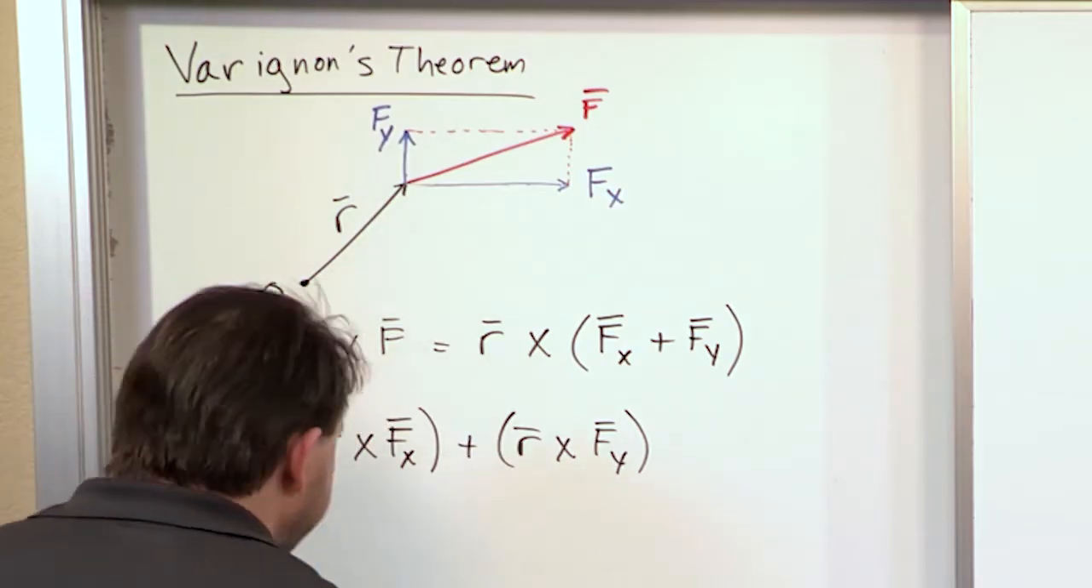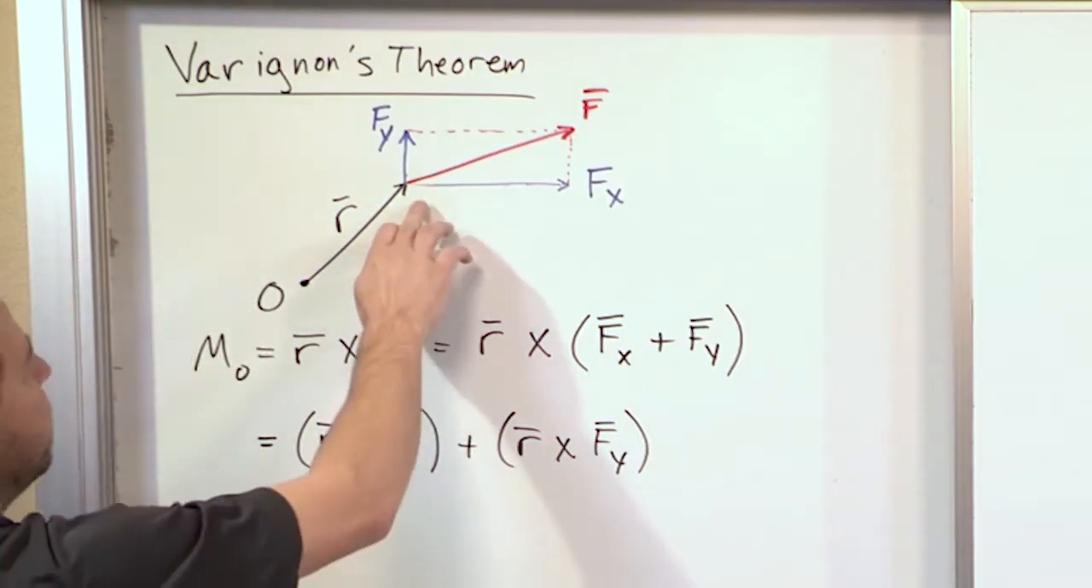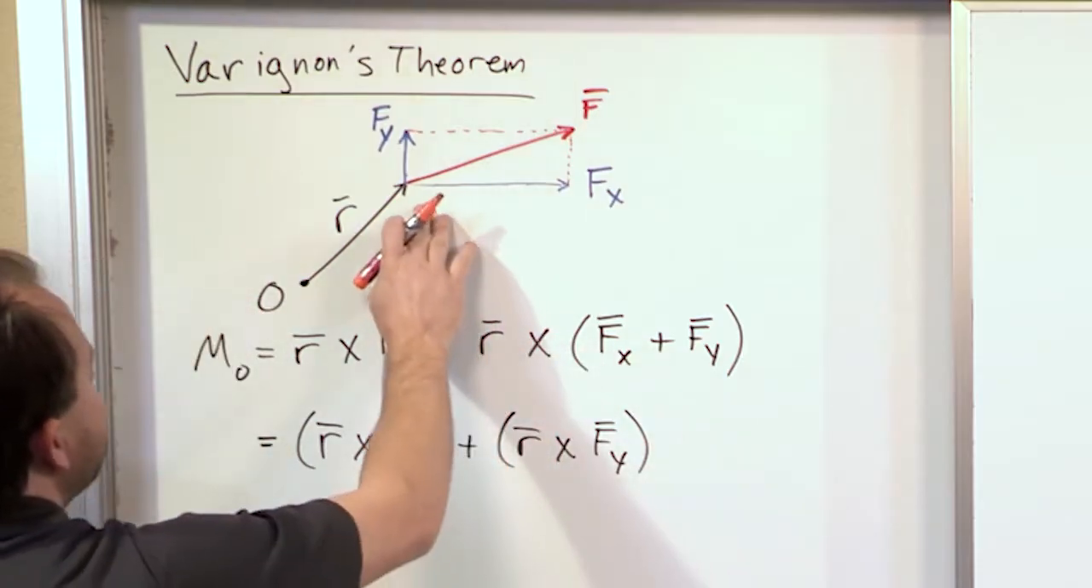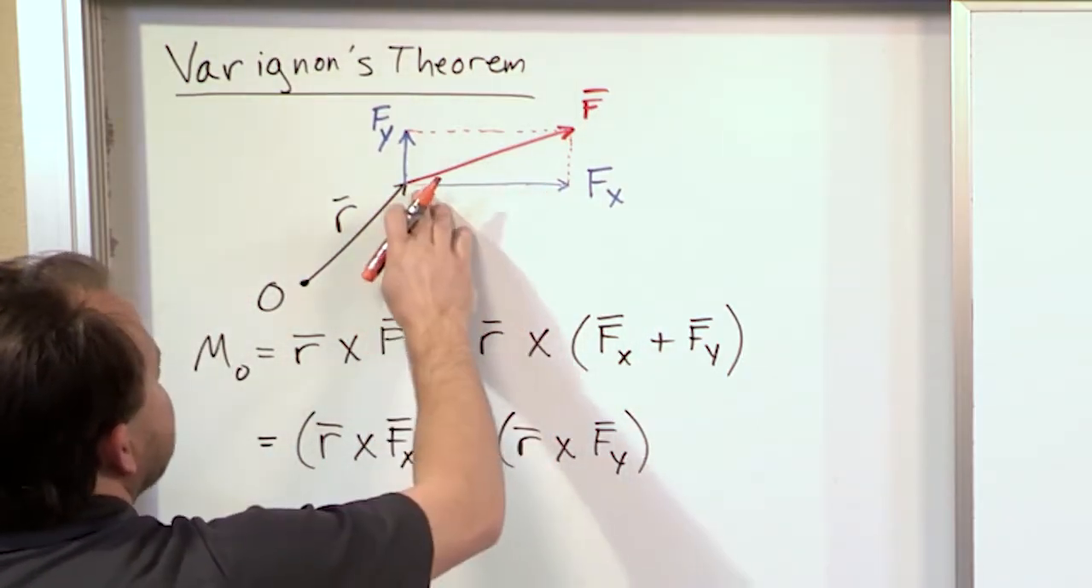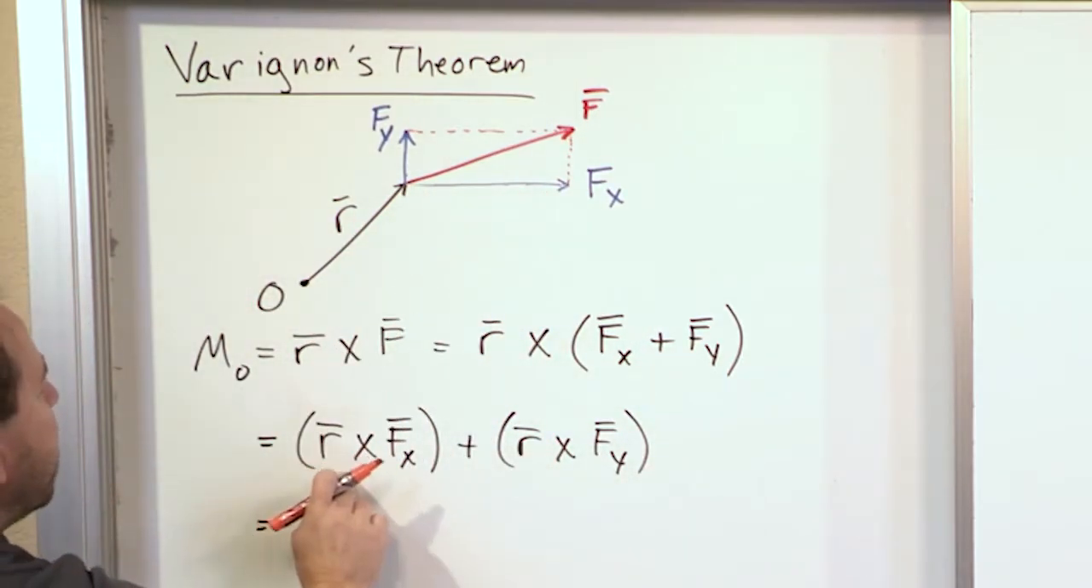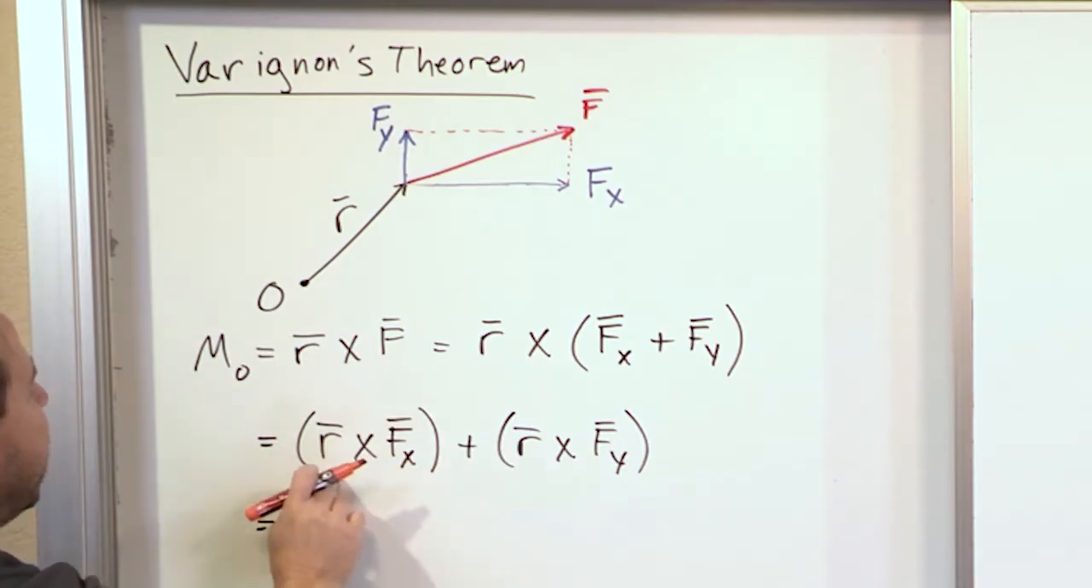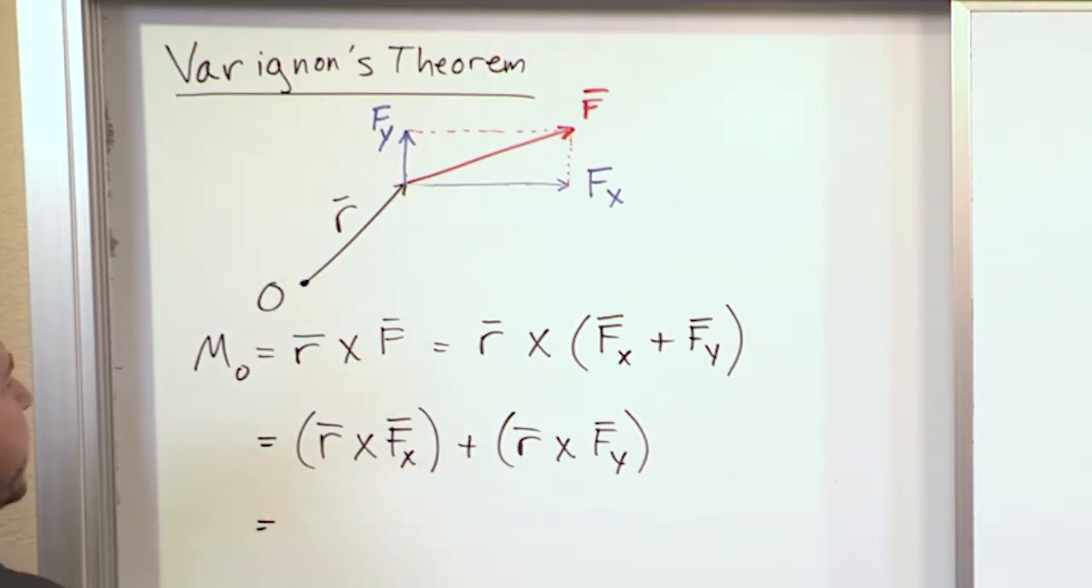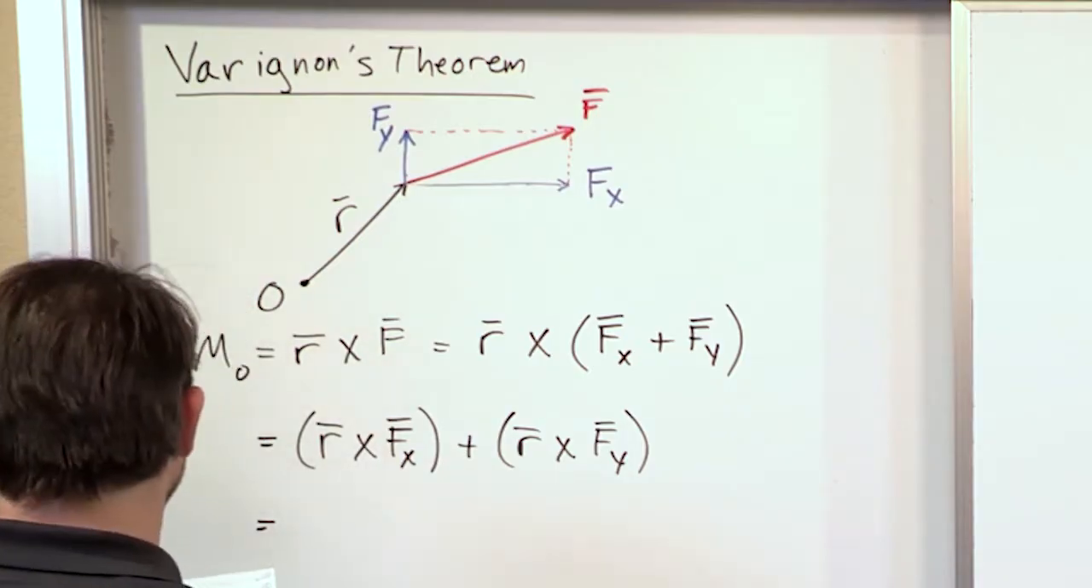Well, let me draw a few things to show you here. So we're trying to find the moment due to the X component here. Now remember, moments and cross products really are essentially, you're going to multiply these two things together, but you only care about the components that are perpendicular to one another. That's what a cross product is, okay?